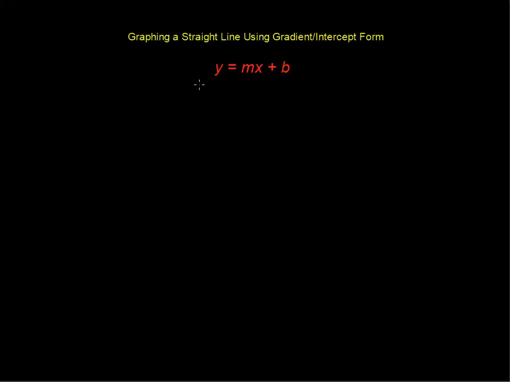So first of all, you've got to remember that the gradient intercept form is y equals mx plus b, and the number in front of the x, the m, that tells us the gradient of the line, and this value at the end, the b, that gives us the y-intercept of our line. So let's have a look at a couple of examples and see how we can use the gradient intercept form to help us draw a sketch graph of a straight line.